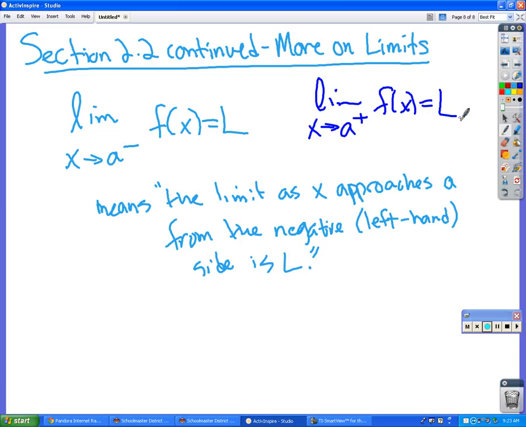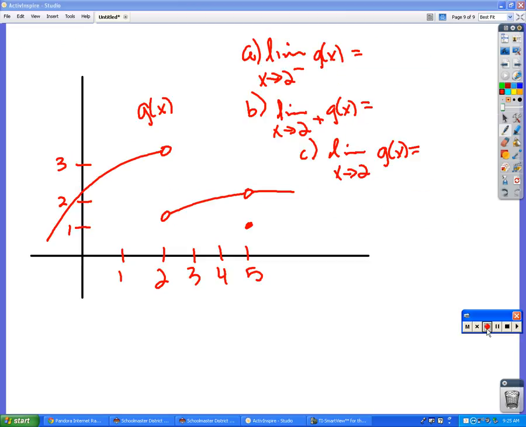So let me explain to you what that means. You have that copy down? No, not yet. And then let's figure out the overall limit as well, okay?